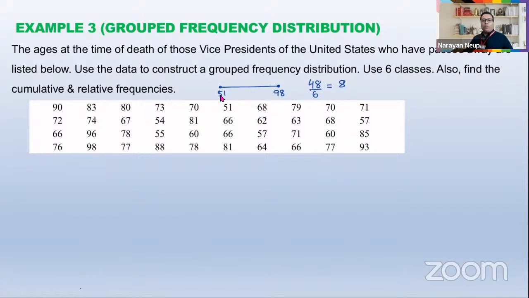Now we are going from 51 up to 98. If you want to start at 51, that's perfectly fine. If you want to go a little below and start at some other number, that's also fine. For me, 50 looks like a better number than 51, so I'm going to start counting from 50, and 51 is included. If I go a little above 98 at the end, that's also fine, but we want classes with 8 elements in each. So let's make a table.